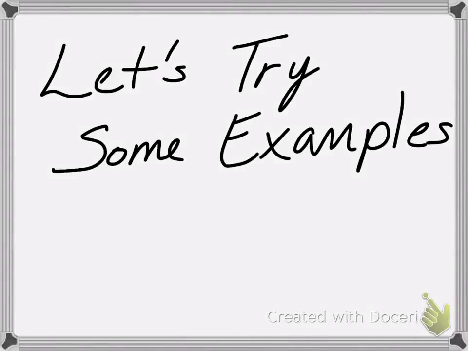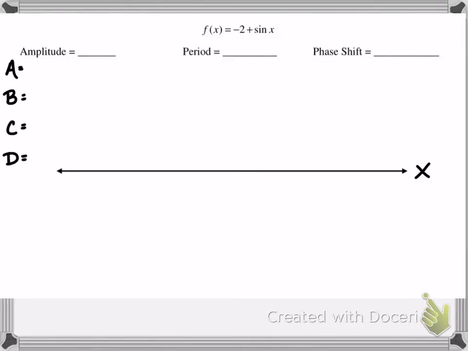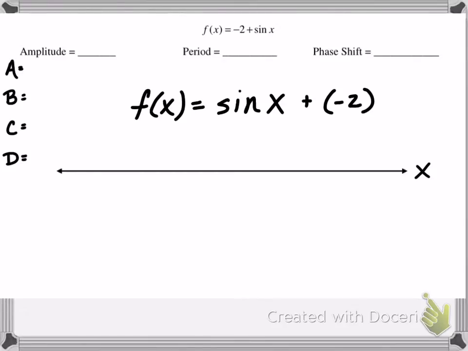All right, guys, let's try some examples. So we're going to start with f of x equals negative 2 plus sine x. The thing that I hope you see here is this can be rewritten to look like the general formula I gave you earlier, sine x plus a negative 2. Or you should be able to see that this is sine x minus 2. So this is the formula that you'll see: A, B, C, and D.